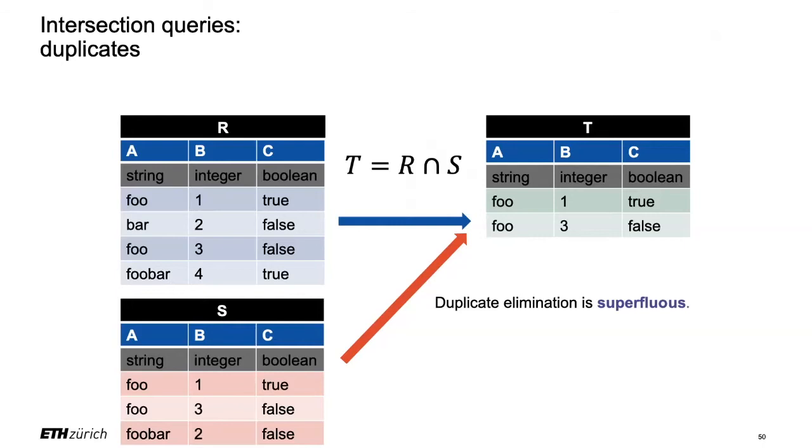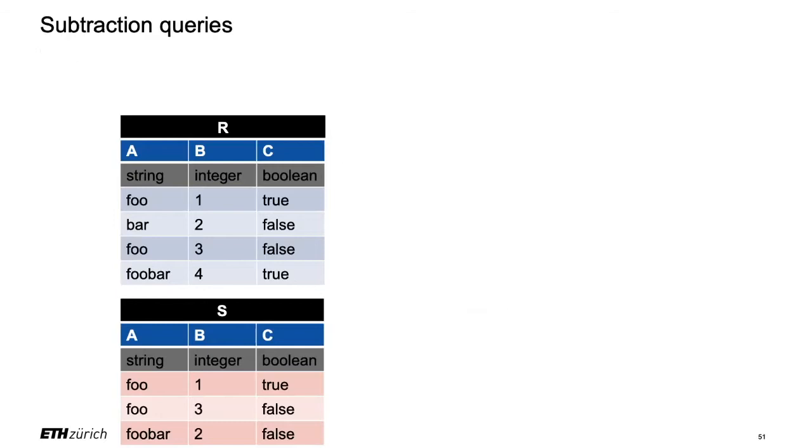Why do we not need duplicate elimination? Well, it's kind of by construction, right? We are looking for the records that are in both. So when you do that, you actually come up with unique records. Not that it's very interesting to say, but that's why. So there are no duplicates left.